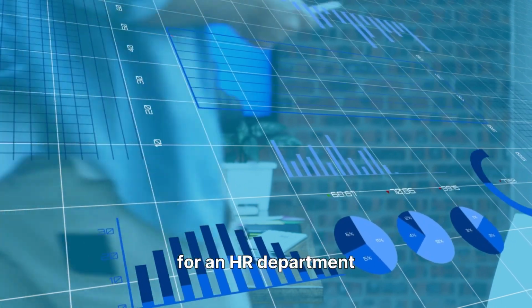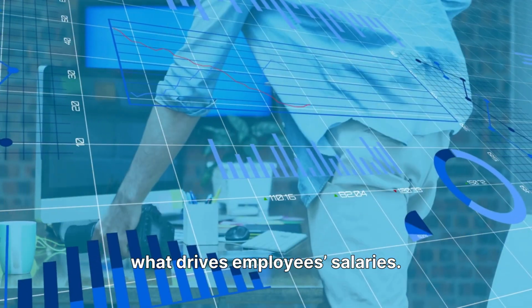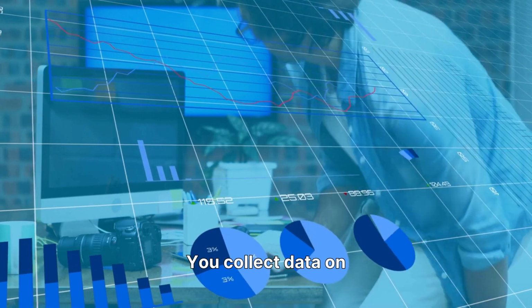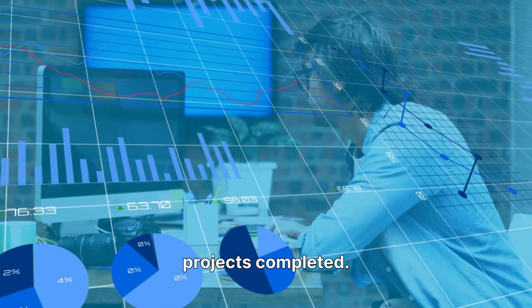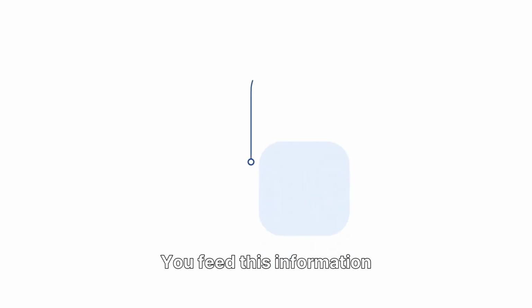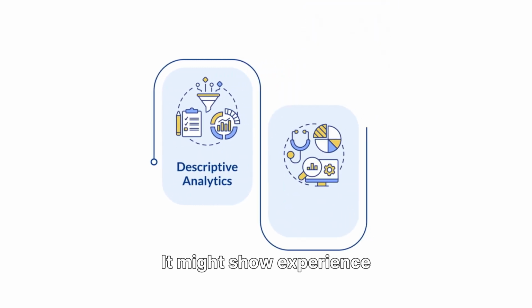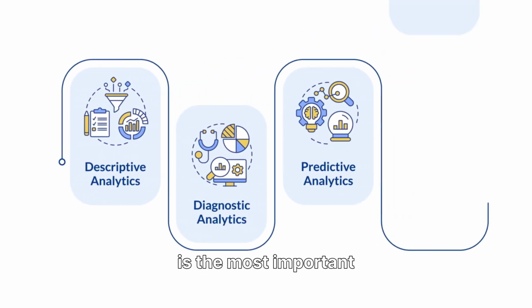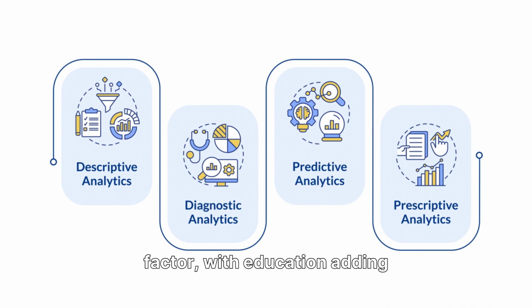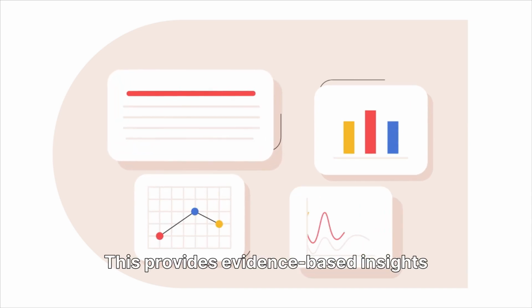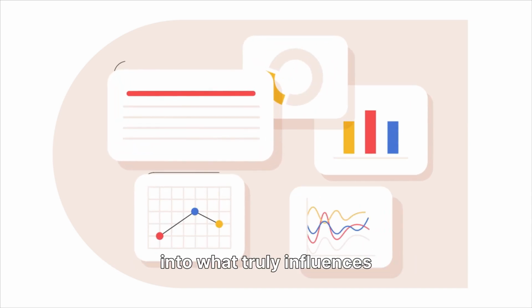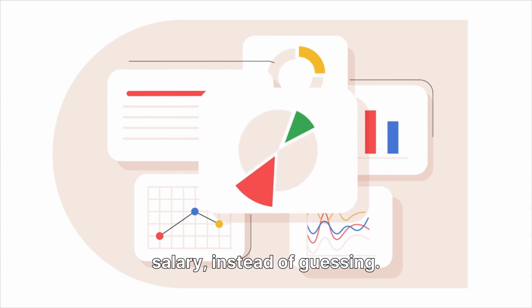Let's say you work for an HR department and want to know what drives employees' salaries. You collect data on experience, education, age, and projects completed. You feed this information into a regression model. It might show experience is the most important factor, with education adding value, but age less, so once experience is included. Projects completed are a strong secondary factor. This provides evidence-based insights into what truly influences salary, instead of guessing.